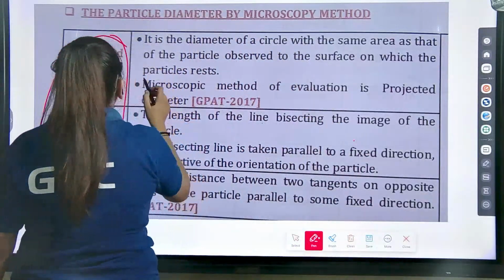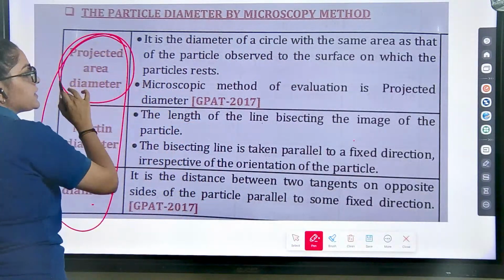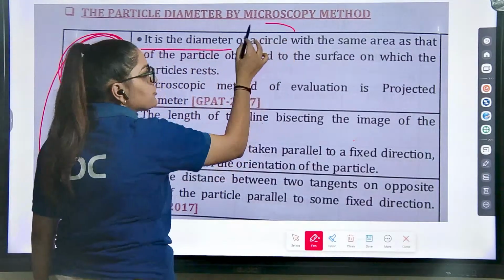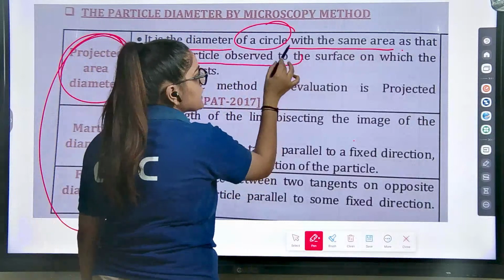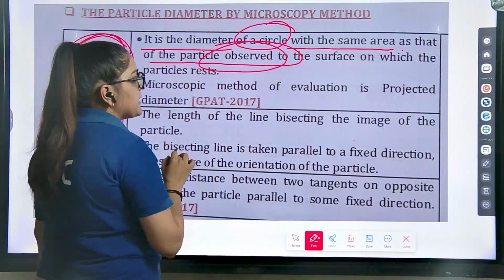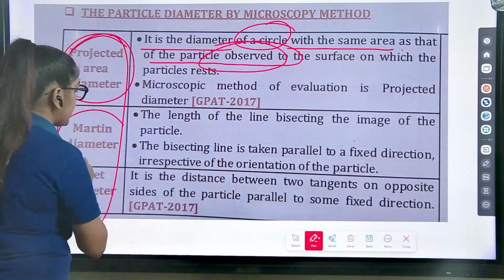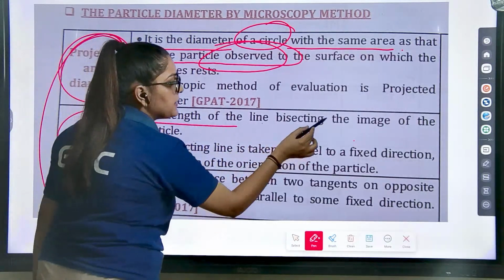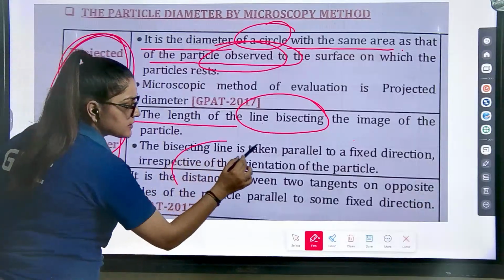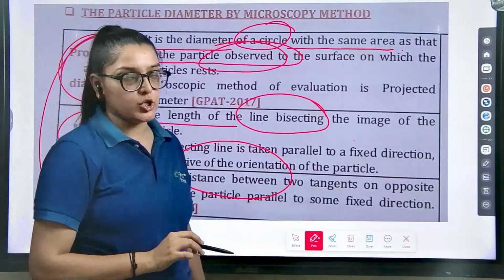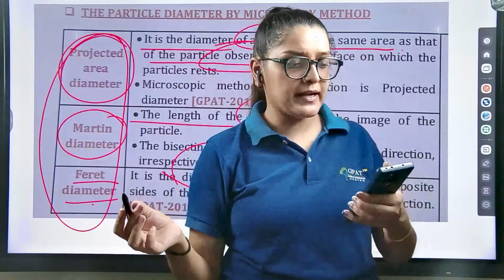You can spot the projected area diameter. It is the diameter of a circle with the same area as the particle observed, right? Martin diameter is the length of the line bisecting the particle. Feret's diameter is the distance between two tangents on opposite sides. Okay, we have read what it says.